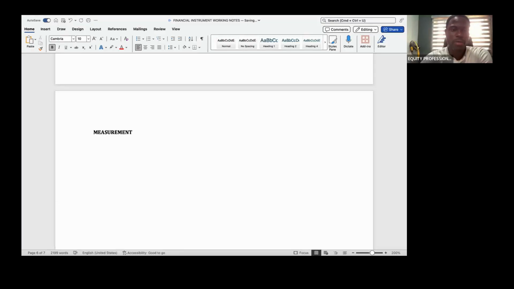Okay. Now, let's look at measurements of financial instruments. For measurements, I will look at measurement of financial assets, measurement of financial liabilities, and also measurement of equity instruments. Because when we say financial instruments, we are talking about these three. Let me start from the very easy one, that won't take us a few minutes. So, measurement of equity instruments.